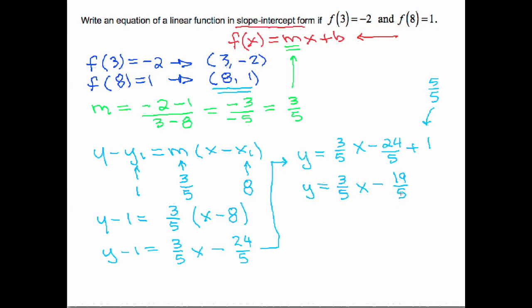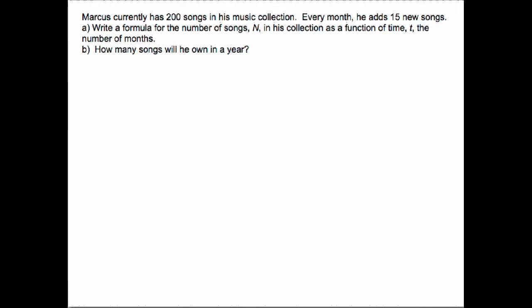There is my linear function written in slope-intercept form, or if I want to write it more in function notation, I have f of x is equal to 3/5 x minus 19 over 5. Thank you. Marcus currently has 200 songs in his music collection.